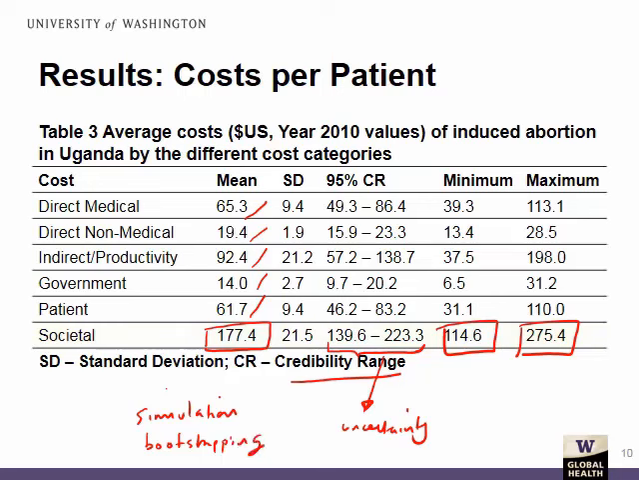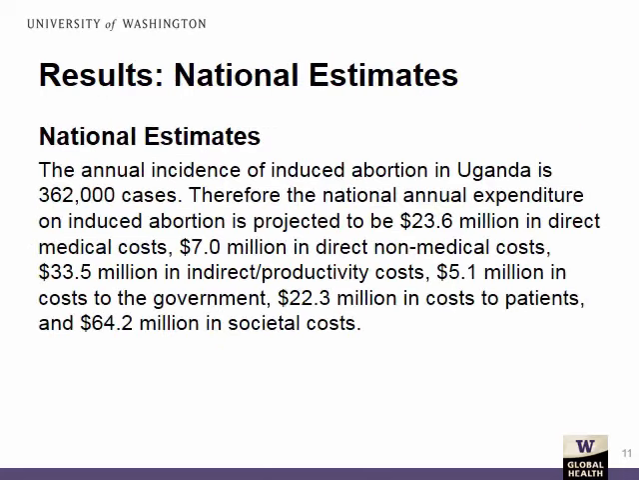So we tried to estimate the potential national cost impact. We had an estimate of 362,000 abortions on an annual basis, and we multiplied that by the mean cost. We projected nearly $24 million in direct medical costs, $7 million in direct non-medical costs, $36 million in productivity losses, $6 million in costs to government, $22 million in costs to patients, and $64 million in societal costs.